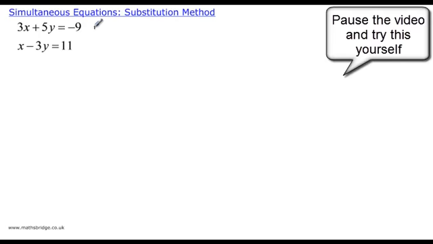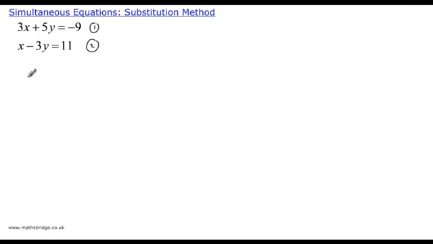The alternative method of solving simultaneous equations is the substitution method. I will still label the equations 1 and 2 so that I can refer to them during my working. And from equation number 2 I can rearrange it to get an expression for x of x equals 11 plus 3y. I'll then substitute this into equation number 1. I now have an equation with just one variable.